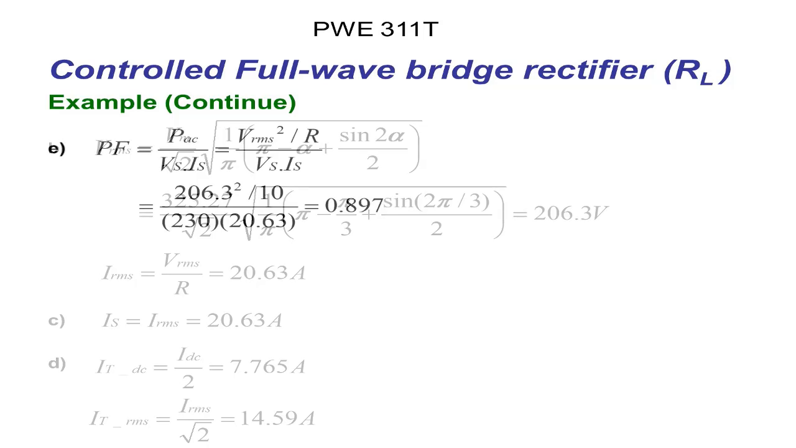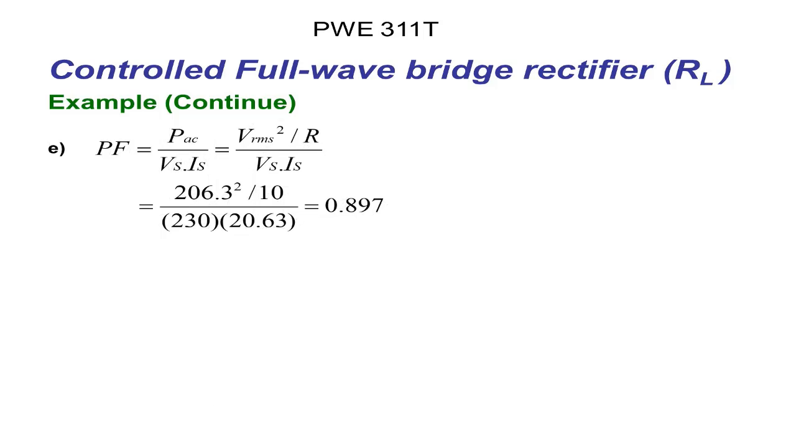Okay, you got that? You can also calculate the power factor, which is PS over VSIS, where PS is VRMS squared over R, or you can just write IRMS times VRMS. Then divide by VSIS. So in this case, the VO RMS is 206.3 divided by 10, okay, then over 230 by 20.6.